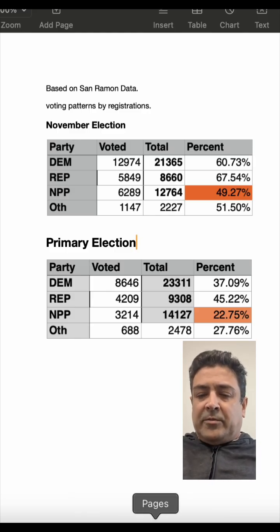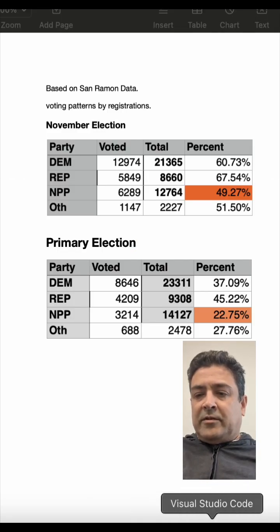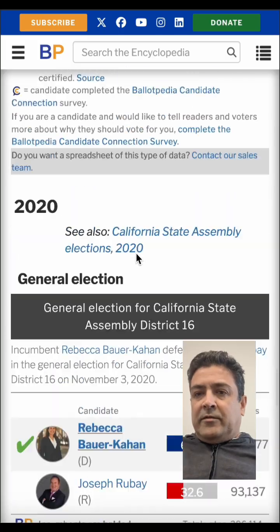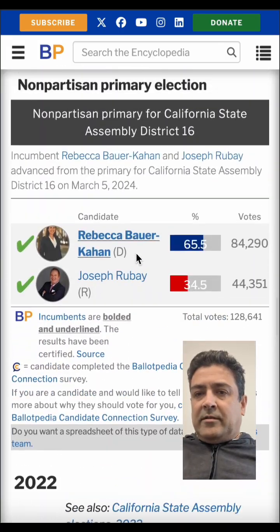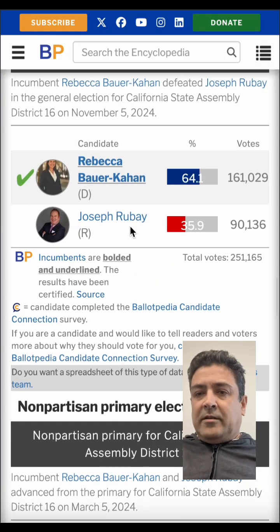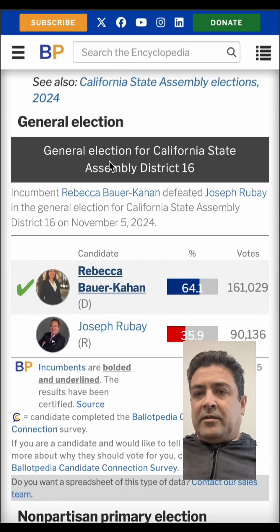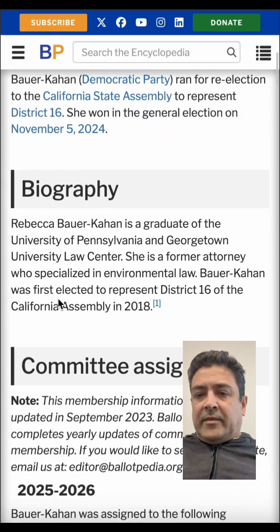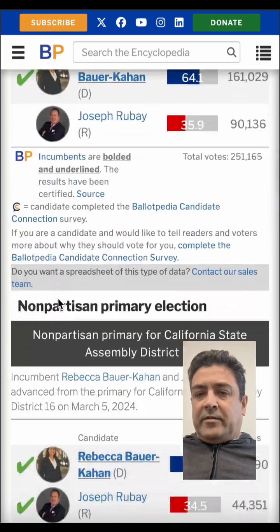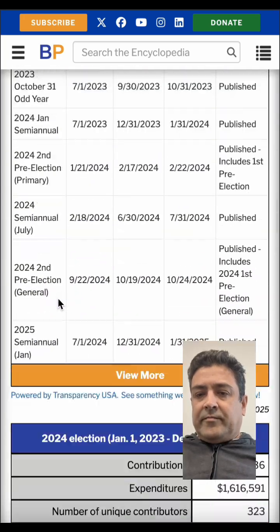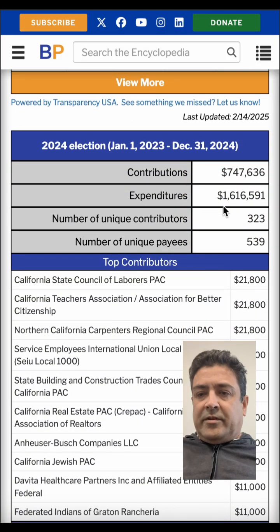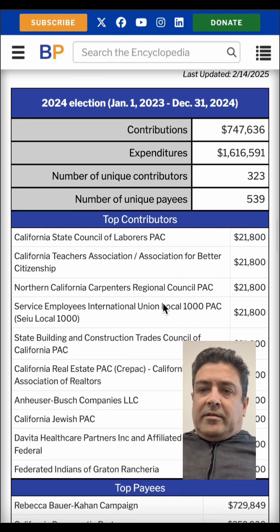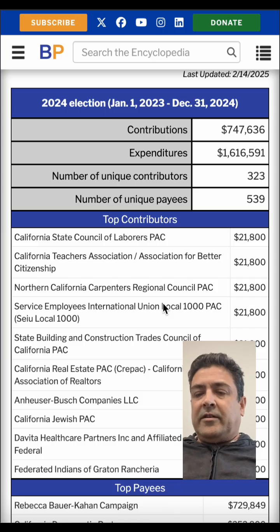Now let's go to the campaign finance, which is something I want to highlight as well, and I've been asked this question very often. So here we'll see this is a Ballotpedia site, and here we can see the campaign finance in the last general election. All the way here at the bottom, contributions and expenditure, and that looks like a huge number, and it definitely is.